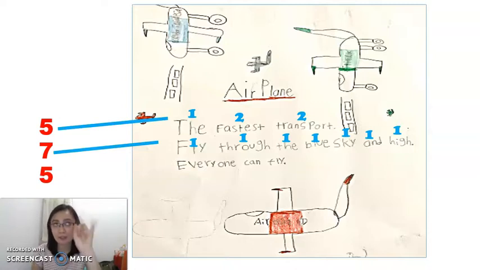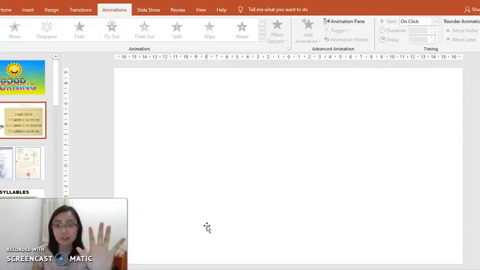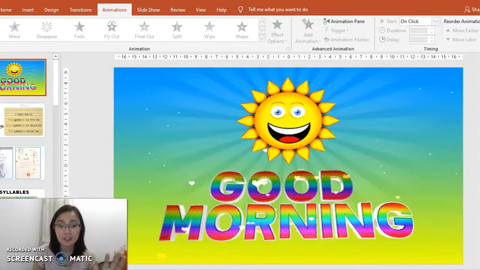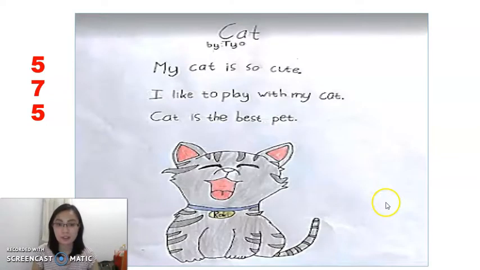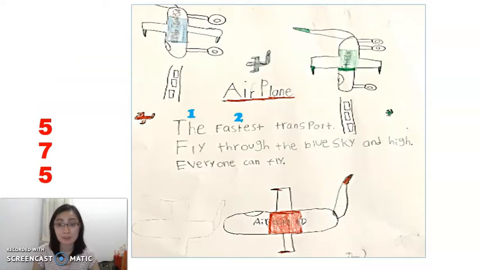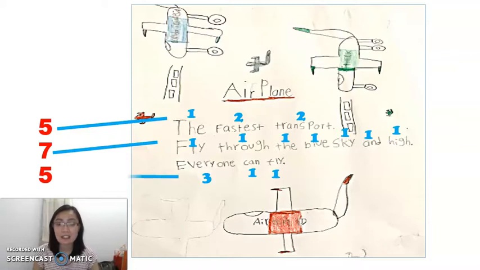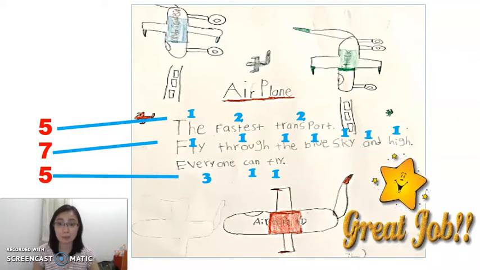Let's go to the third line. Everyone. So 3 syllables. Can fly. So it is 5 syllables. Okay, so again, Tio's poem is correct, and Fata's airplane poem is also a haiku. So good job, Tio and Fata.